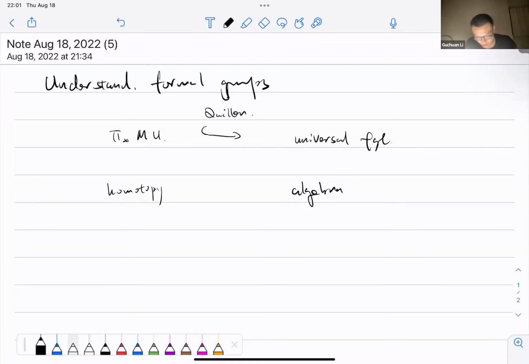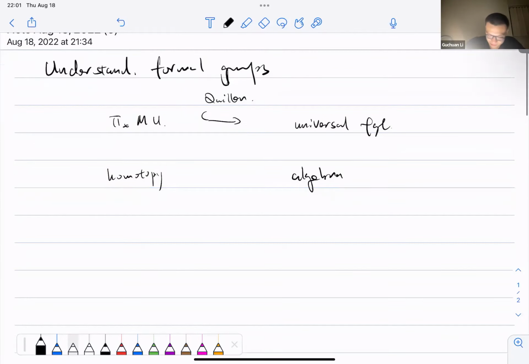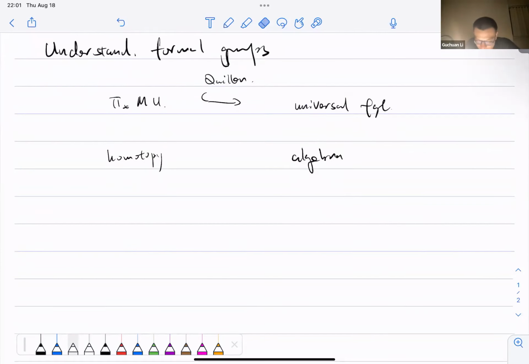So in this talk, we'll introduce some basic information on formal groups that we need to carry on the story. And also along the way, we'll prove something promised in the first lecture.